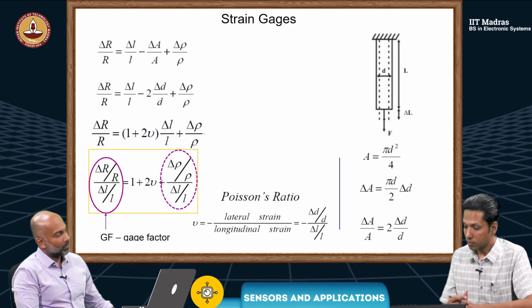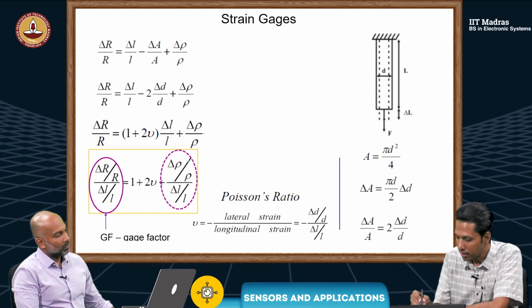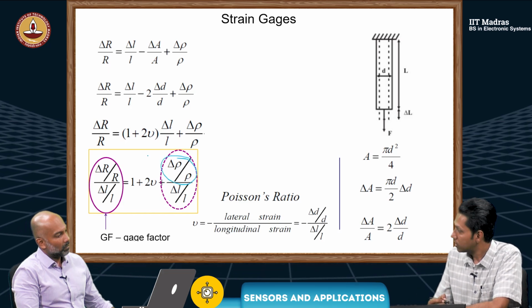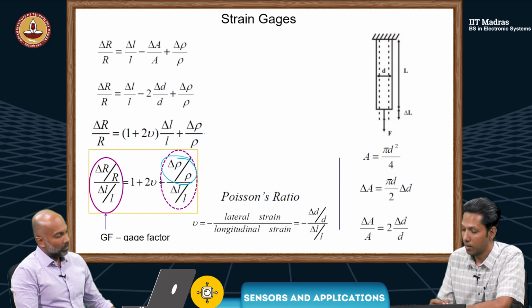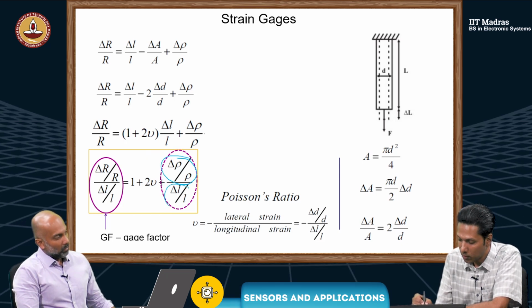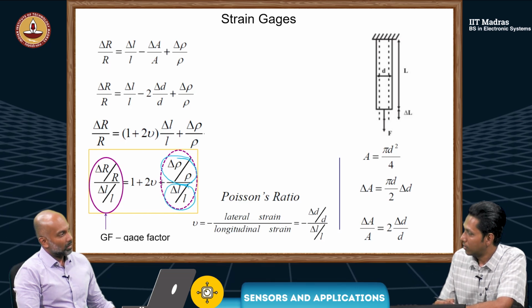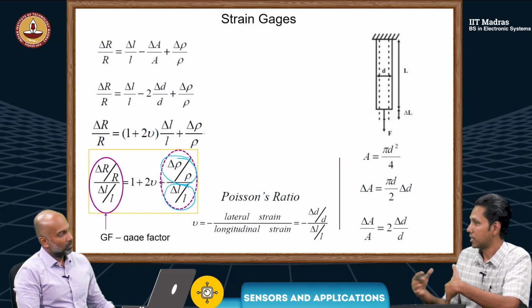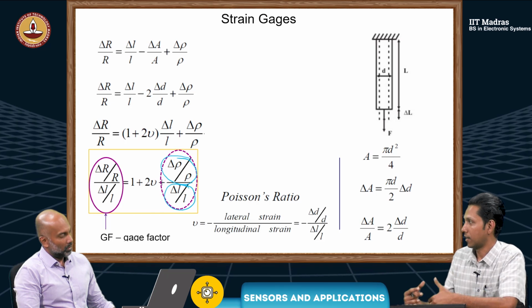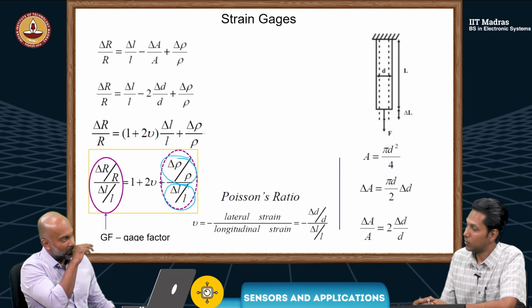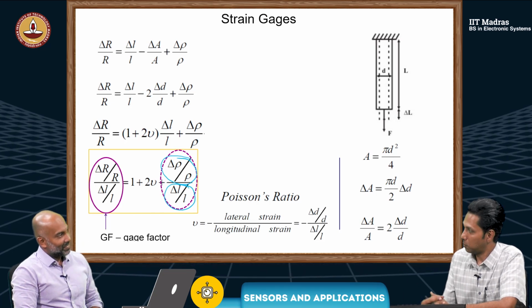Right. Now, one thing. See, this is the relative change in resistivity with respect to strain, delta L by L. Yes. So the resistivity of the material is changing due to strain. Yes. So is there a factor for that as well? It has got some other name.